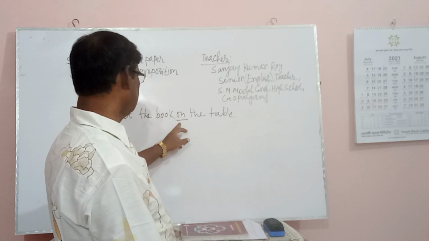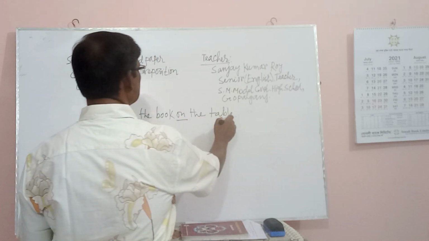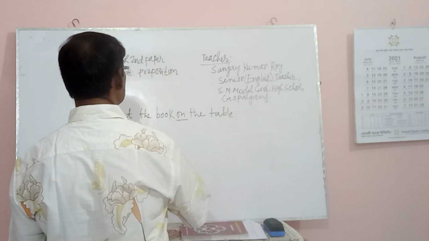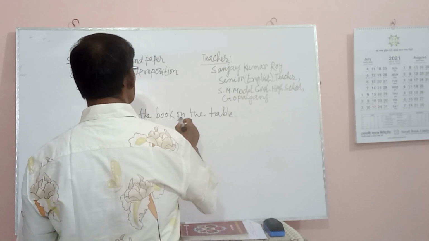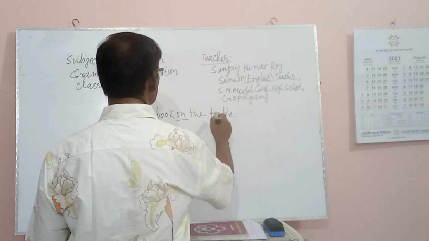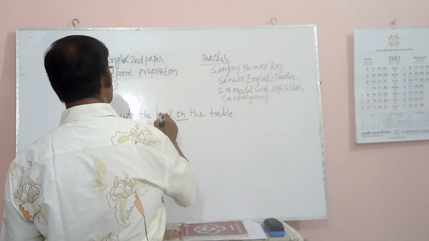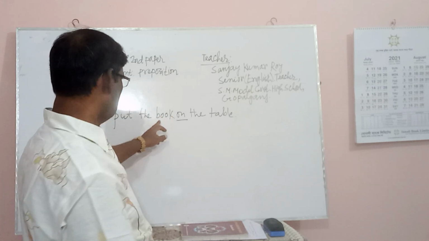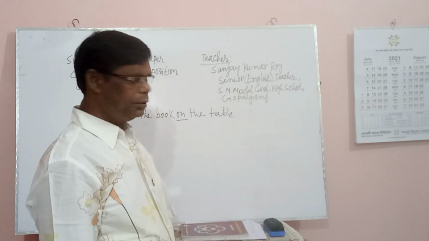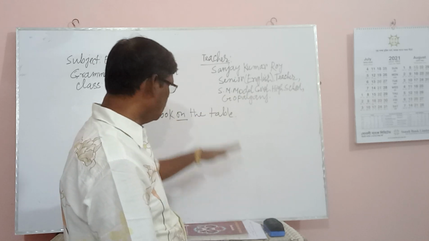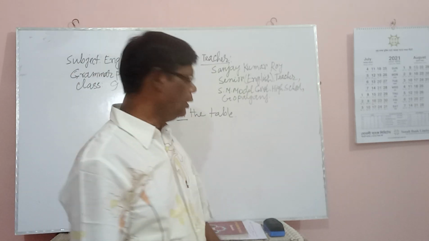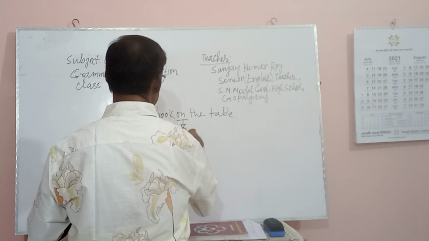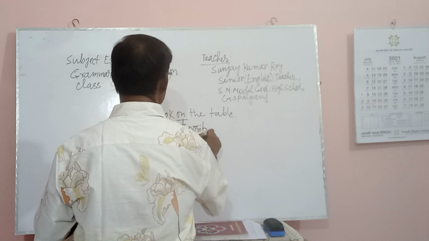Here the word on has been placed before the word table, which is a noun, and shows its relation, that is the relation of the table, with another word, book. The book is on the table. Here the word on is a preposition.